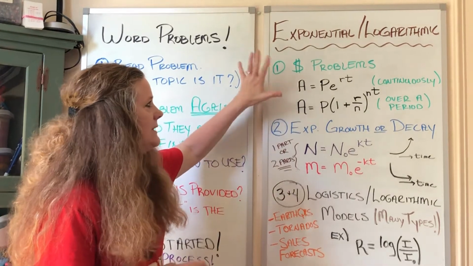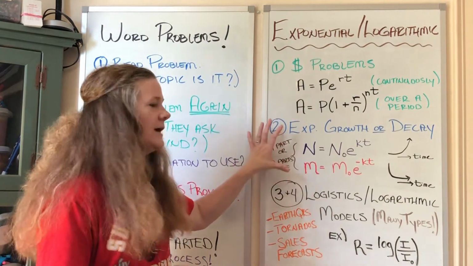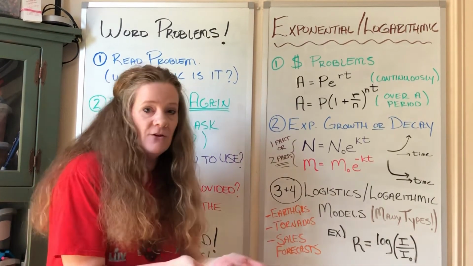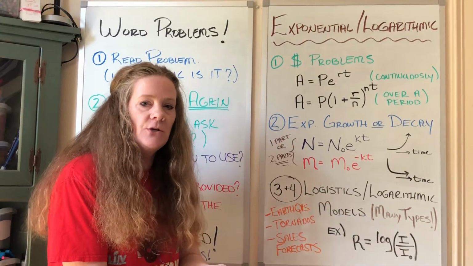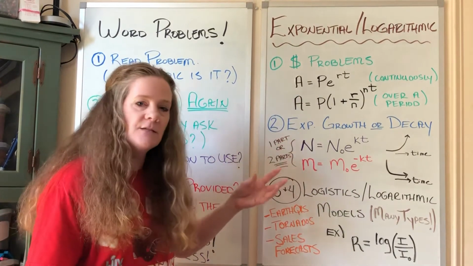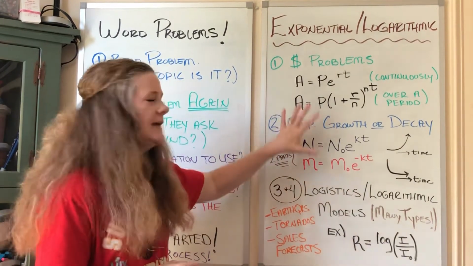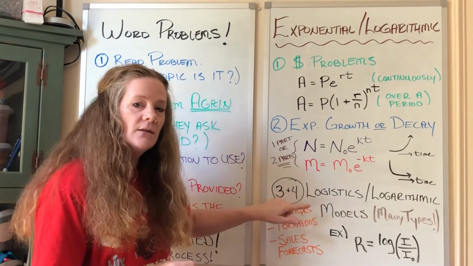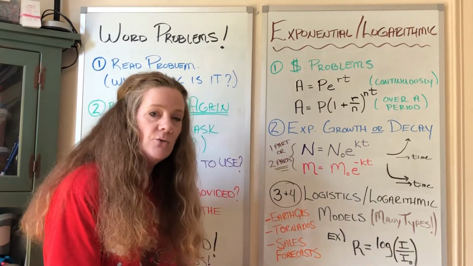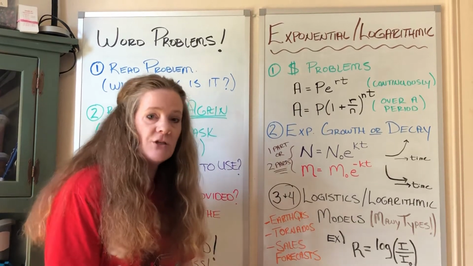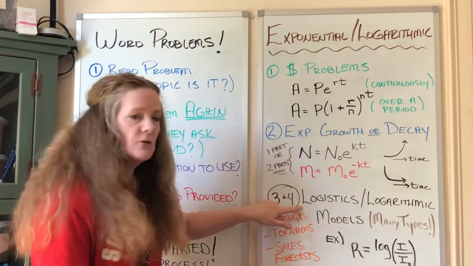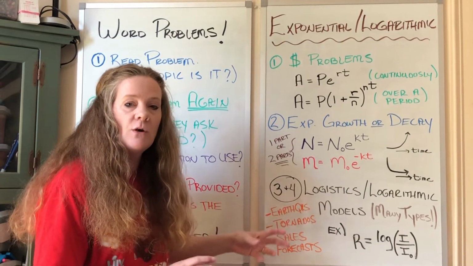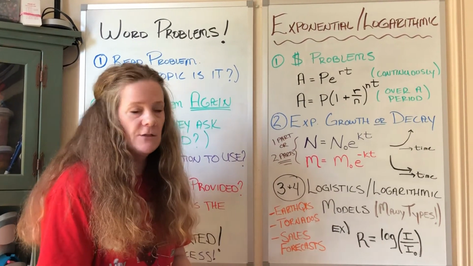The thing to remember is for money problems and for exponential growth or decay problems, there's a canned formula. Like there is a specific formula you're going to use. If you have an instructor that doesn't provide that formula for you, you're going to have to memorize those. Logistics and logarithmic models, however, a lot of times for those, there's a very unique formula for each problem. So almost universally, if you have a logistics or logarithmic growth, they are going to provide you the actual formula as a part of the problem.